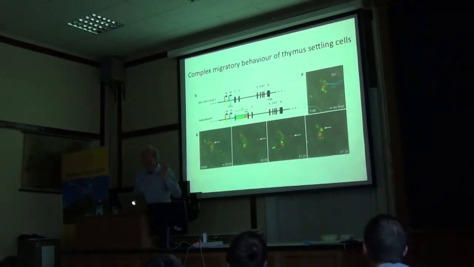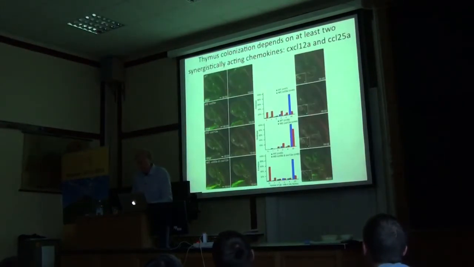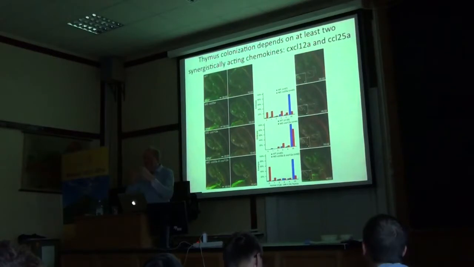That can be shown directly. You can see this. This has been observed over many, many hours. And then you can do what I was referring to, genetic interference. Now you can say, okay, which chemokine is important for this process, or which chemokines? And one can show that there is a synergistic effect of two chemokines. These two chemokines come from the thymic rudiment, signal, build a gradient, and signal to these incoming lymphocytes, and the lymphocytes sense this and they respond accordingly.